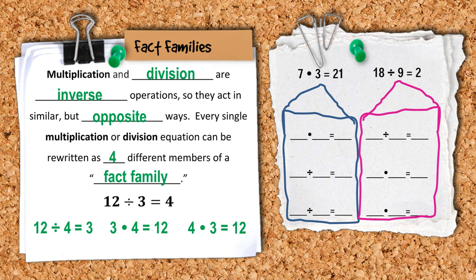Let's try 7 times 3 equals 21 and put together our whole fact family in our nice little house here. 7 times 3 equals 21. Well, according to the commutative property, 3 times 7 also equals 21. That means that I have 3 equal sets of 7 for a total of 21. If I take that 21 and break it into equal sets of 7, I'll have 3 in each group. Likewise, if I take 21 and break it into 3 equal groups, I'll have 7 in each group. Go ahead on your own, try 18 divided by 9 equals 2, and find the rest of that fact family.